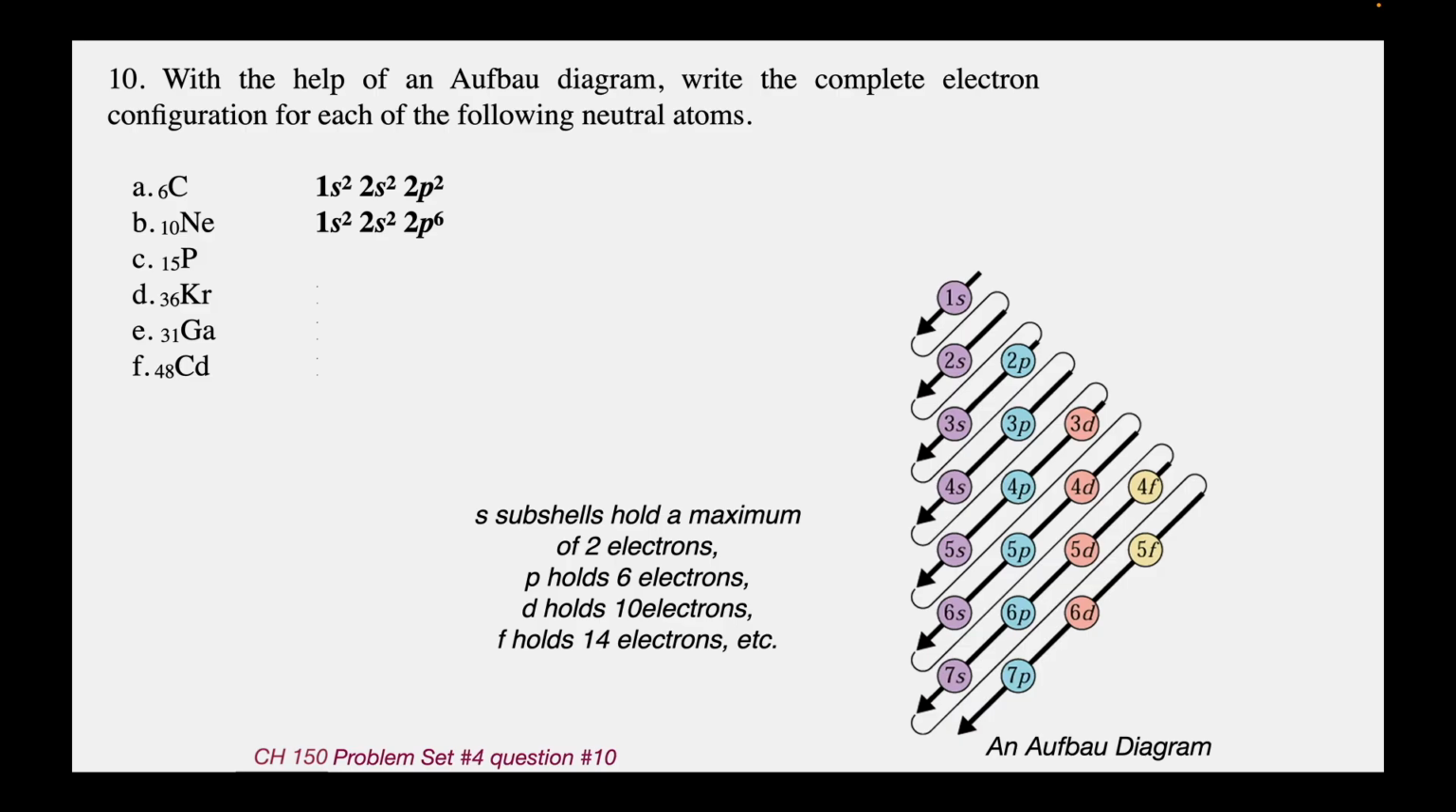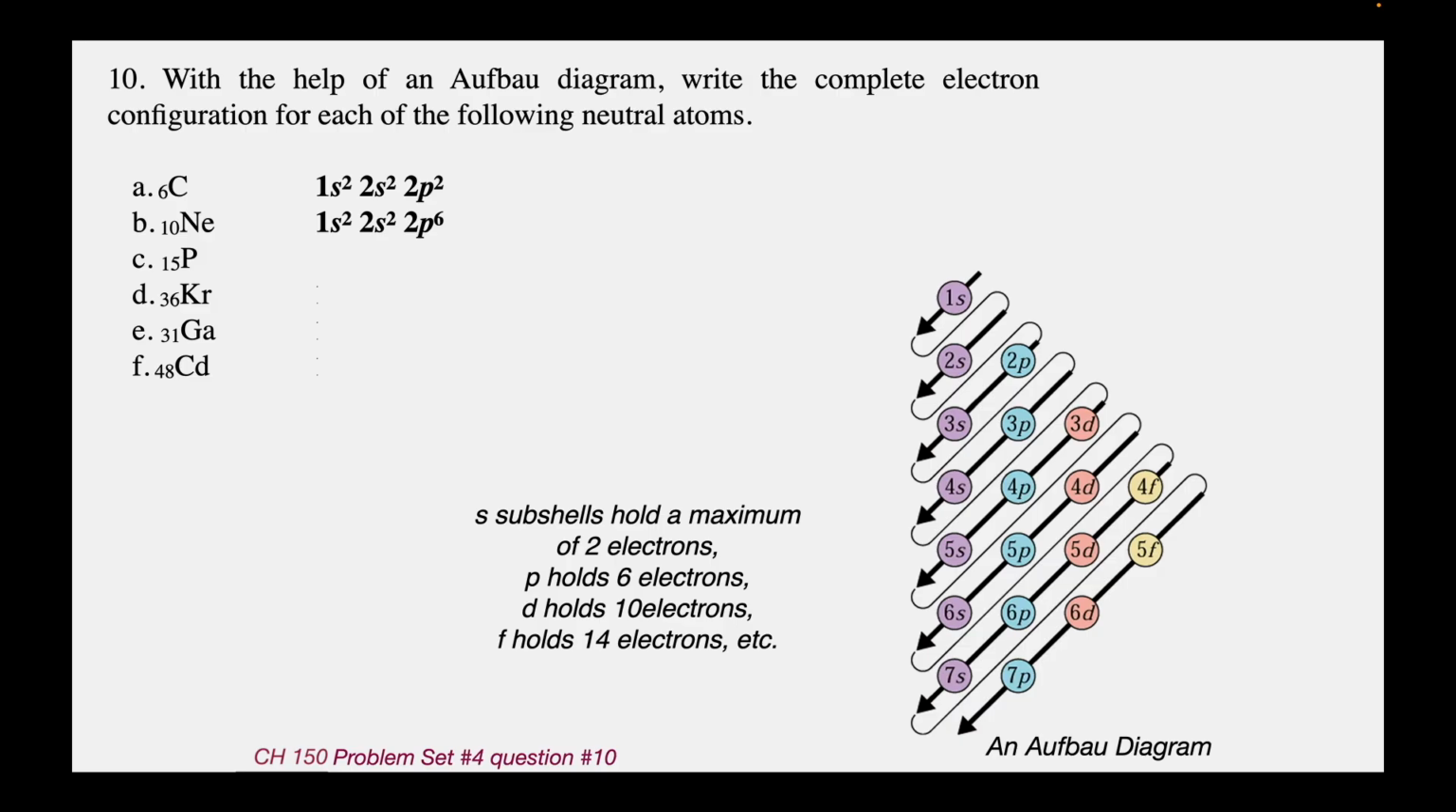Now for phosphorus, we're going to go past the neon core, which is past 2p6. The next orbital to be filled in, if you follow the Aufbau, is the 3s. Follow those arrows. And again, like before, 3s's hold up to 2 electrons. So 10 plus 2, 12 electrons.